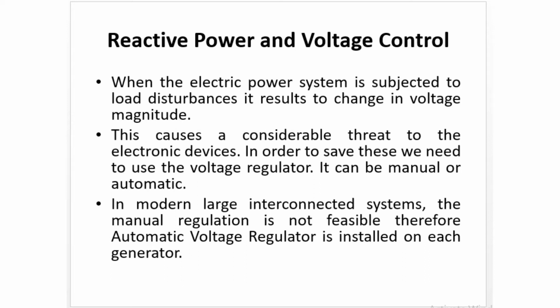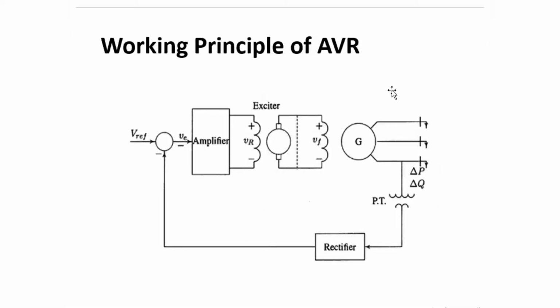And in a modern large interconnected system, this manual regulation is not feasible because an automatic voltage regulator is installed on each generator. So now, coming towards the working principle of the automatic voltage regulator. You can see in the figure that the amplifier, exciter, generator and sensors are the main components of our automatic voltage regulator, and the schematic diagram is shown here.